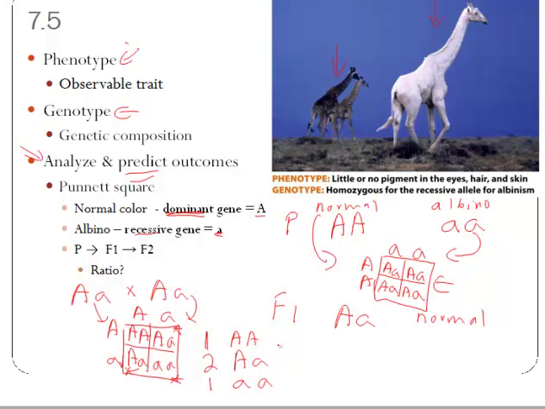If you're looking at the genotype, or what's in the DNA, it's 1 to 2 to 1. But remember, anything with that big A, because it's dominant, looks the same. So what I see in the phenotype is a 3-to-1 ratio. 3 normal to 1 albino.